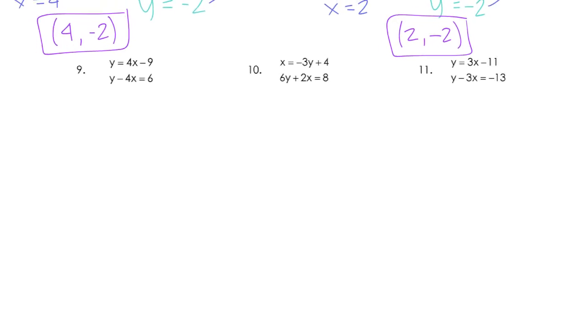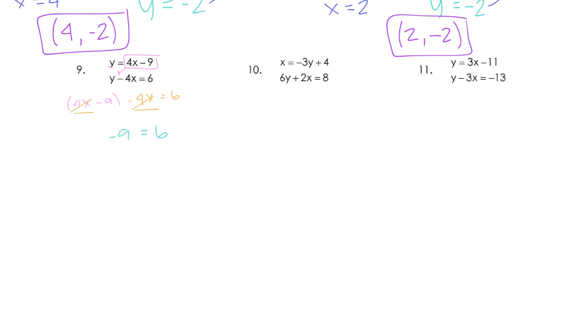So looking at number 9, again, isolated variable, I see this y is by itself, so I'm going to go ahead and draw my box around everything after the equal sign, and we're plugging it in for y. So I have 4x minus 9, and then minus 4x equals 6. Then if I go to combine my like terms, I have 4x minus 4x. If you combine those together, they actually cancel out because they make 0x. So then really all you have left is negative 9 equals 6.